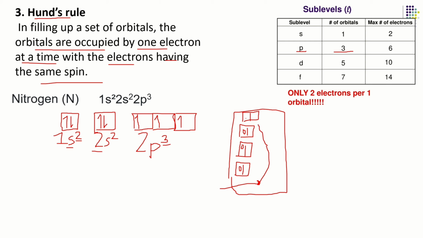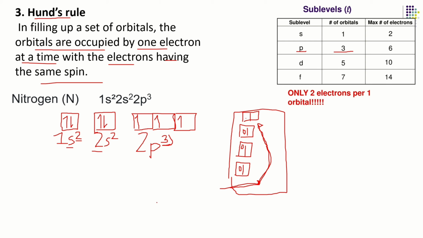Ibig sabihin, pag sasakay kayo ng bus, di ba, pag may mga nakaupo na dyan, hindi mo naman kakilala yan, ang common na ginagawa natin is umupo tayo dun sa walang tao. So ganun din dun sa Hund's rule. You have to spread out the arrows first, with the same spin. So up, up, up. Huwag kayo agad magda-down. Kailangan nyo munang punuin yung boxes dun sa p sub-level natin bago kayo mag-down. However, hindi na tayo magda-down kasi 3 arrows lang naman ang kailangan natin dito.